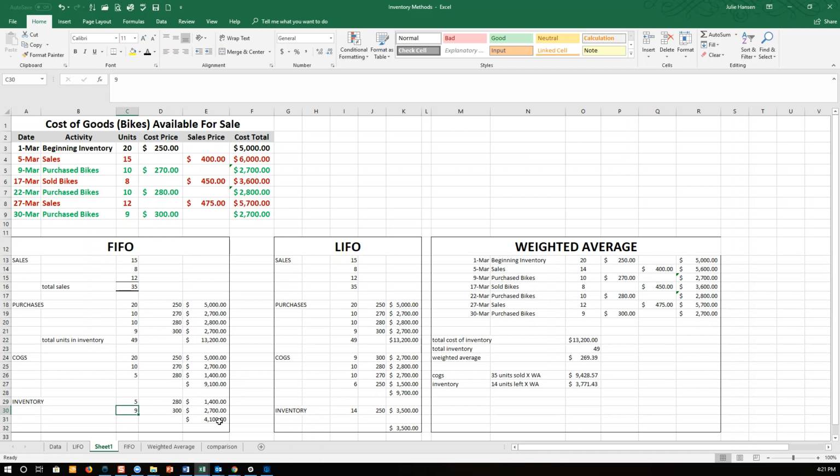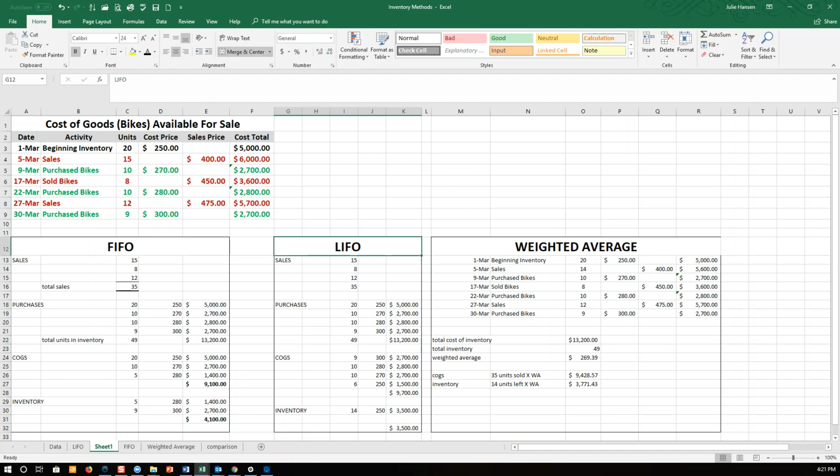So those are my ending inventory. I got 5 at 280, 9 at 300, totaling 4,100. My total cost of goods sold was all of these that I collected. Remember, I started at the top and went down, and that's where I got my total cost of goods sold and my total ending inventory. So your numbers will be different, but the theory is just the same.